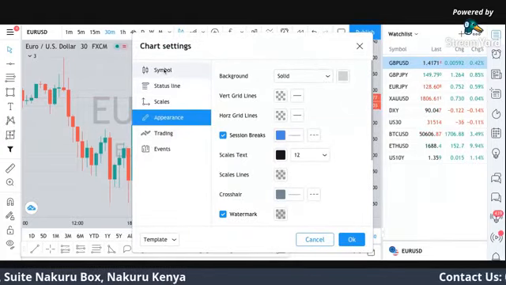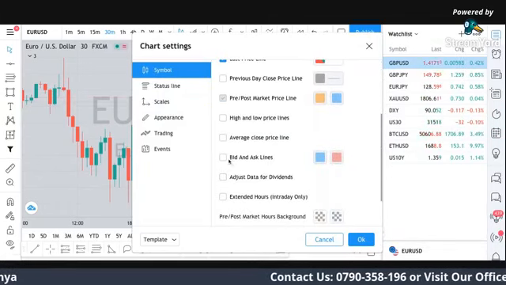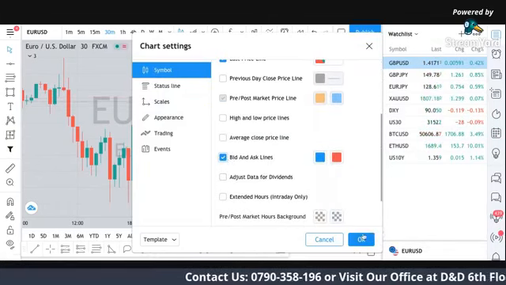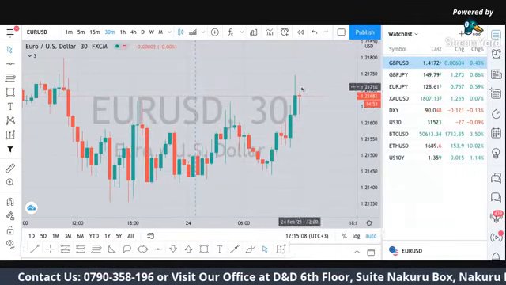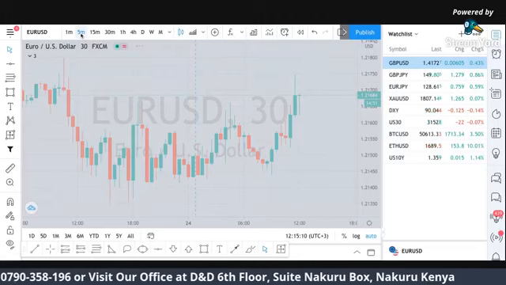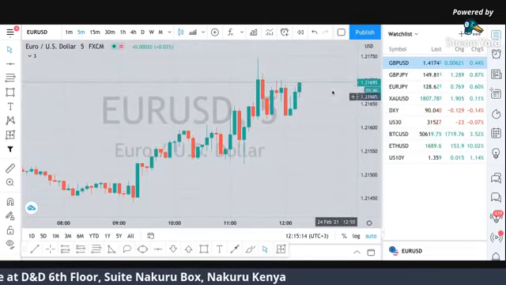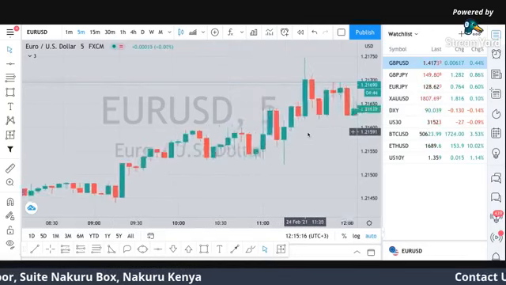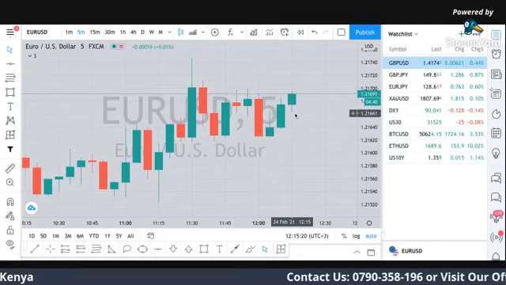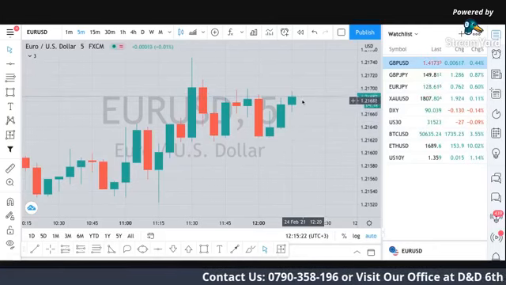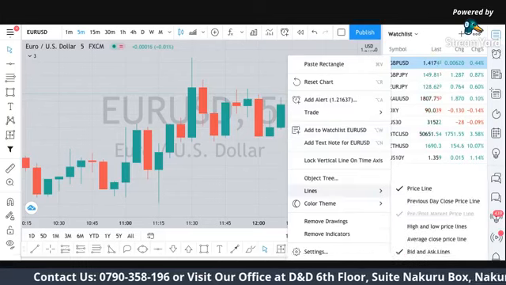Symbol, high, low, bid and ask price. Yes, this one can show. Now you can see there are two lines here. It is very small. So you'll see that there's a blue one. Let me see if we can get something here.